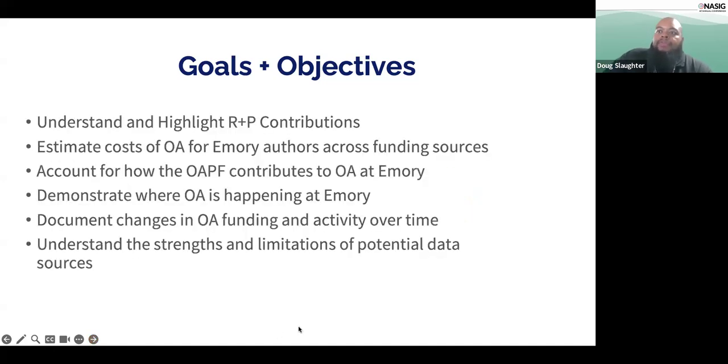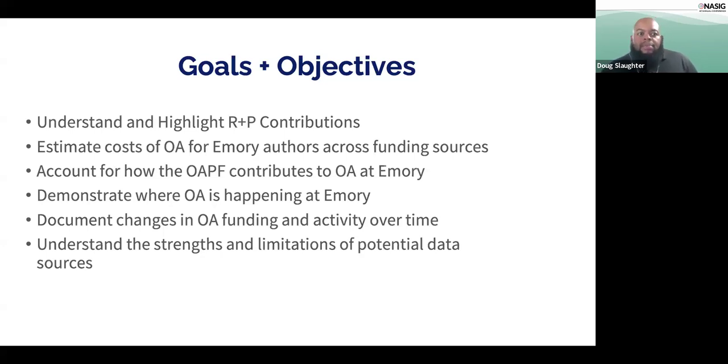And so the objectives revolve around that. So, we wanted to understand and highlight the read and publish contributions. Chris mentioned that we have transformative agreements with Cambridge University Press, Royal Society of Chemistry, and so on and so forth. What role does that play in the overall picture?